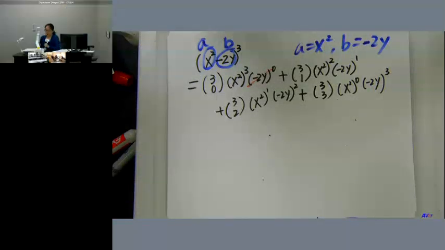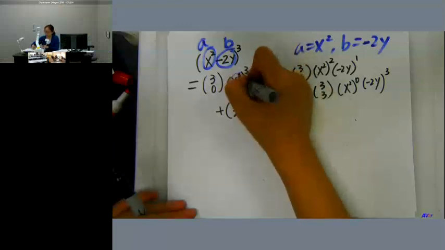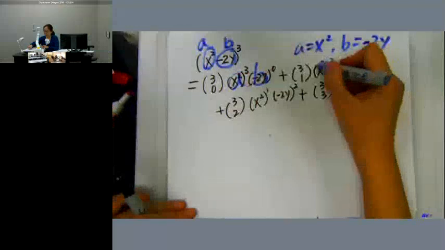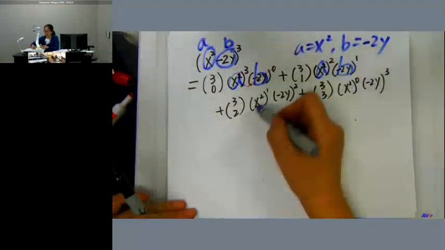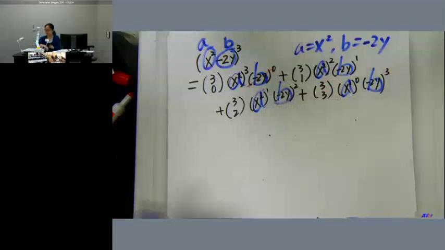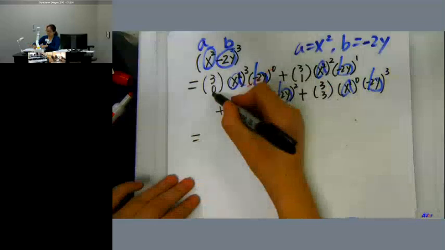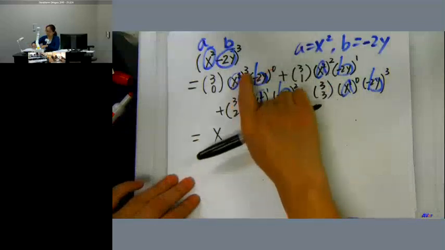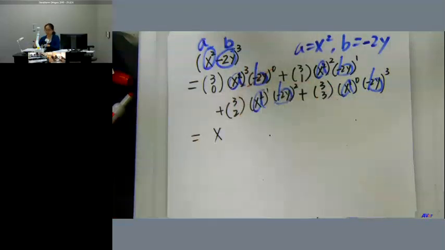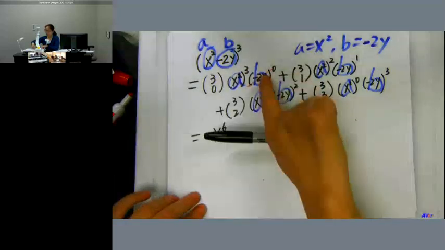Okay. All right, so again, trying to think of this as your A, and this whole thing as your B. So this is like A, this is like B, A and B, A and B. Okay. So we're going to get 3 choose 0 to 1. So you're going to get x squared to the third. What's x squared to the third? Multiply exponents. 2 times 3 is 6. And that one is just going to be 1.